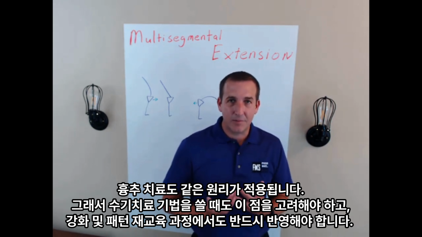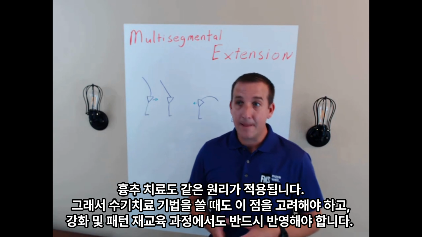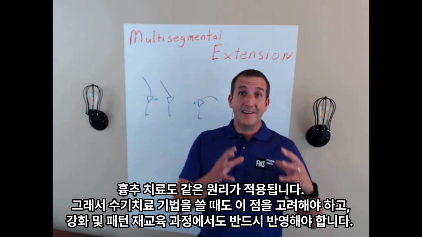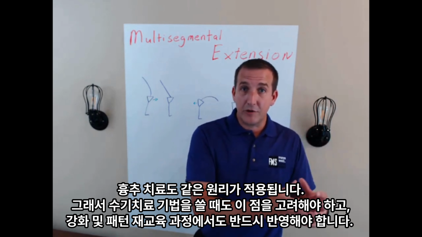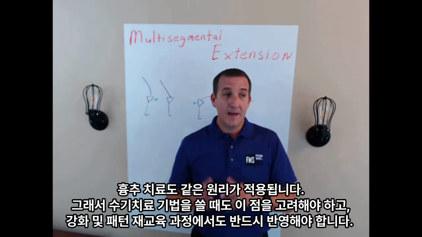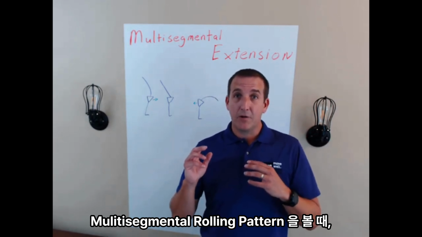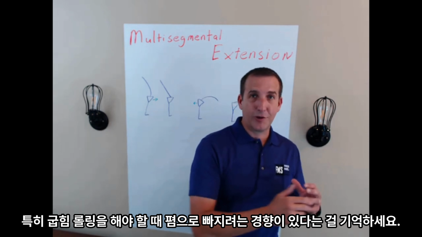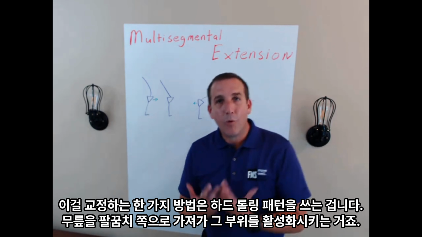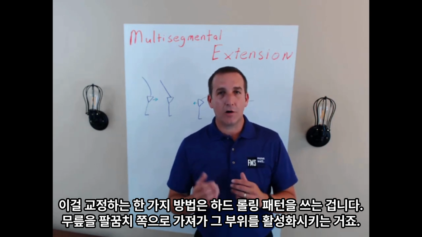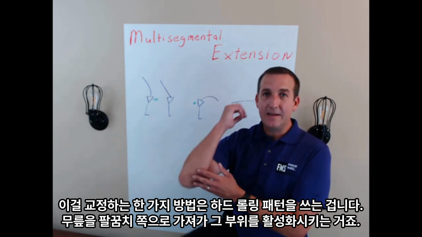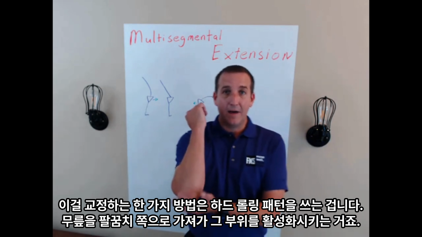We need to do the same thing with the thoracic spine. So our manual therapy techniques need to consider that. When we get to our reinforcements and our retraining, we also have to consider that. When we're looking at multi-segmental rolling, remember that flexion rolling pattern, they tend to extend. Well, one way to combat that is to have them go into a hard rolling pattern where we're going to bring the knee to the elbow and have that engaged there.